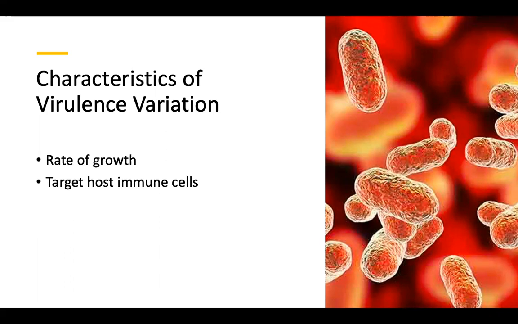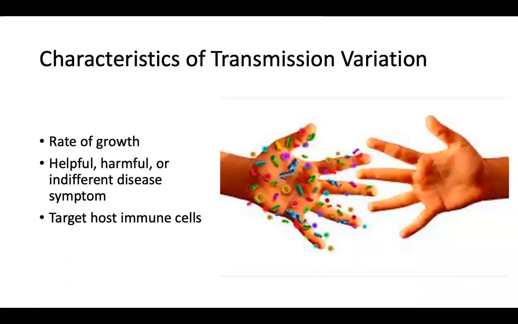Also, if a pathogen is able to target and kill host immune cells, then it has higher virulence because it can cause more serious harm to the host. The characteristics that are involved with transmission variation in pathogens have to do with the rate of growth as well, and whether the symptoms of the disease that the pathogen causes are helpful, harmful, or indifferent to its transmission, and whether it can target host immune cells.